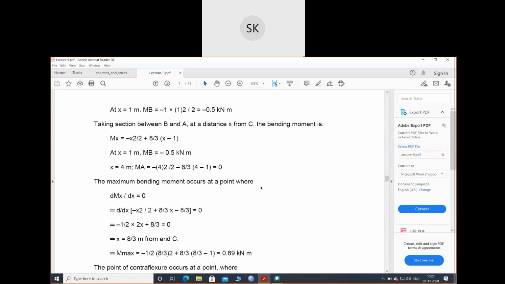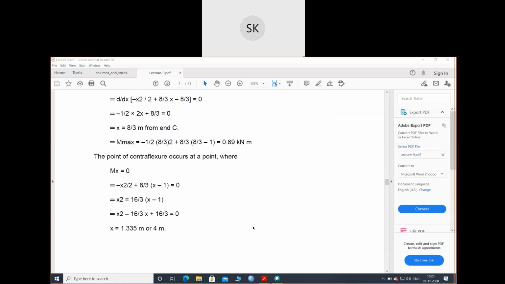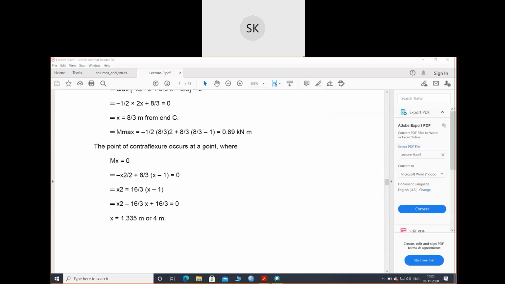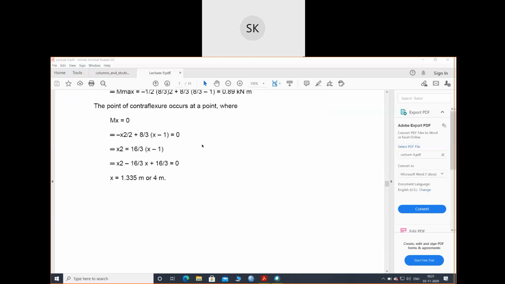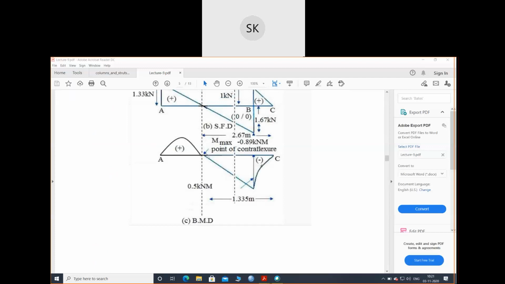The maximum bending moment occurs at a point. You can also find out a distance on the beam where your bending moment is maximum. When you equate the equation with respect to x equals to 0, you will get a distance where you will get the maximum bending moment over the whole beam. This is the position x equals to 8.3 from end C, where your bending moment will be maximum. And this point is also called the point of contraflexion, where your bending moment changes sign, or where your bending moment becomes 0.